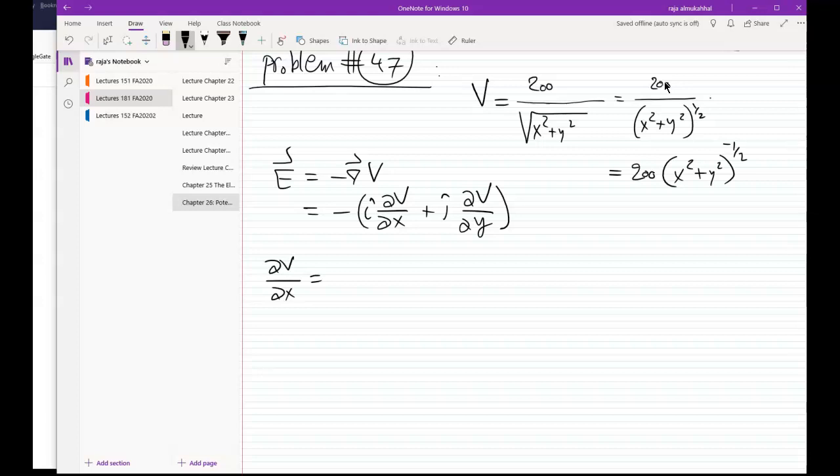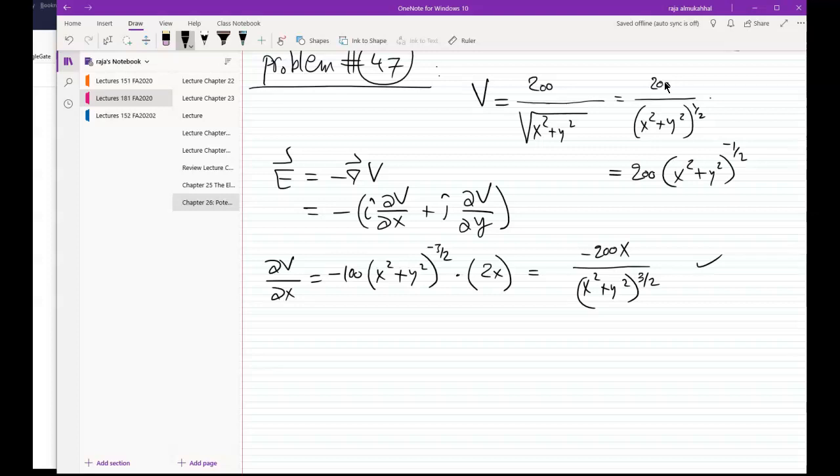So that's going to be minus 100 times x squared plus y squared to the power of -3/2 times, again, 2x, and that's it. All right? So that's going to be equal to minus 200x over x squared plus y squared to the power of 3/2, and there we go. I got it. You see that?